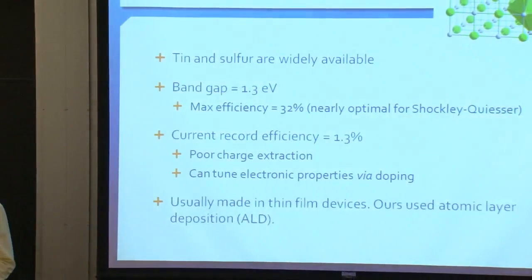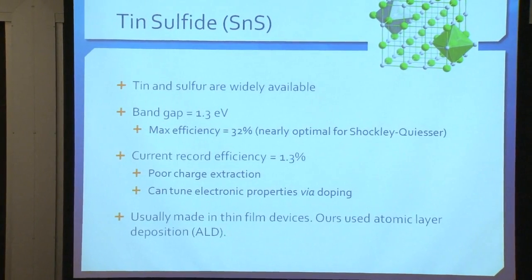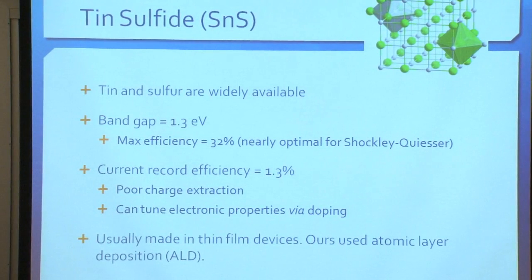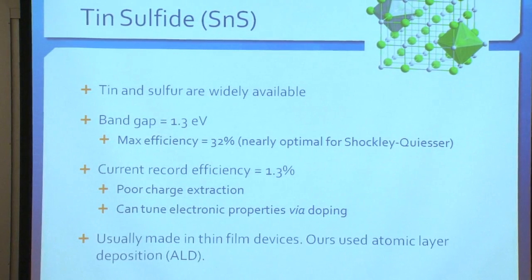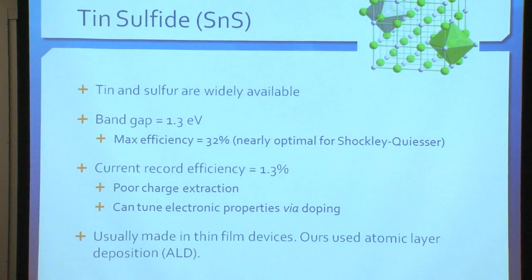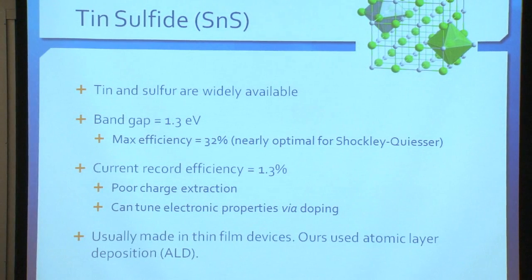Certainly, tin and sulfur are both elements with which we're very familiar. Tin has a wide manufacturing base. Sulfur is part of all of our biology, pretty easy to find. The band gap of this material is 1.3 electron volts, a little bit higher than silicon, but that actually brings it closer to the optimum of the Shockley-Queisser efficiency limits for a single junction solar cell. The maximum possible efficiency is 32%. However, the current record efficiency for tin sulfide cells is only 1.3%. That gives you an idea of the state of development of this field.